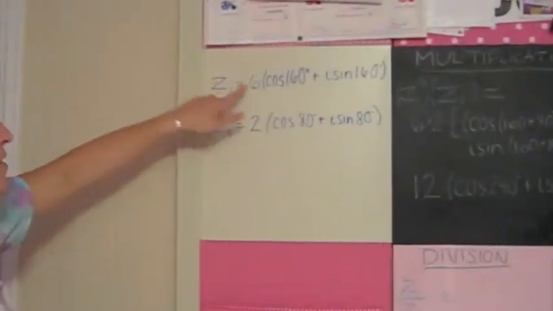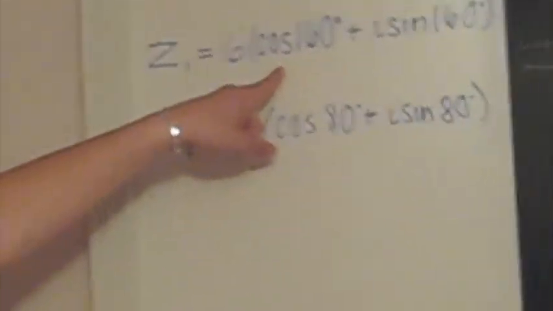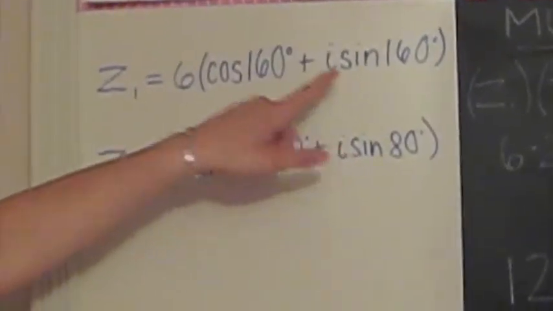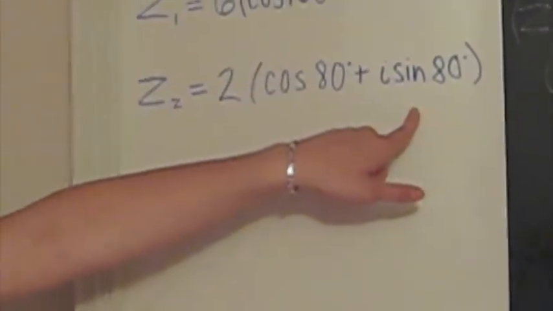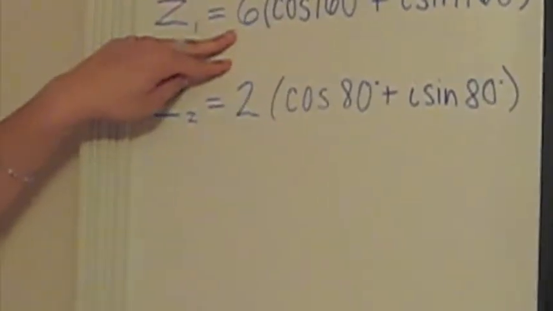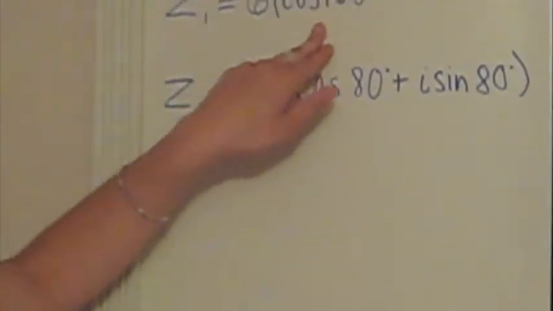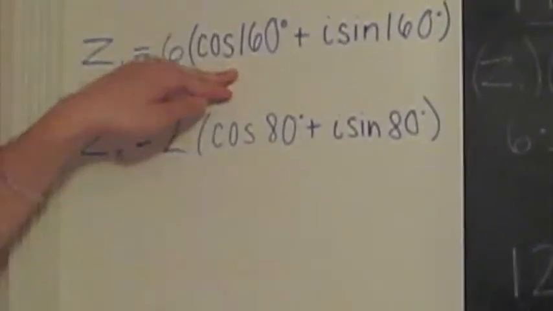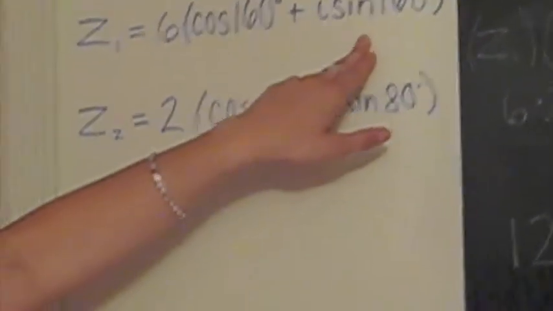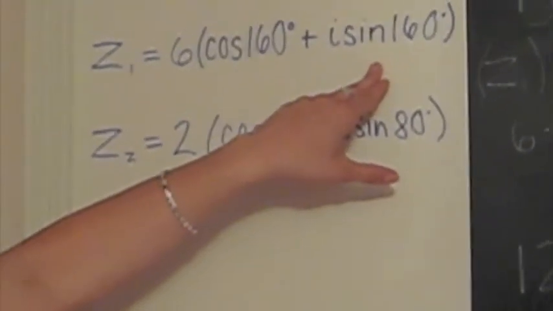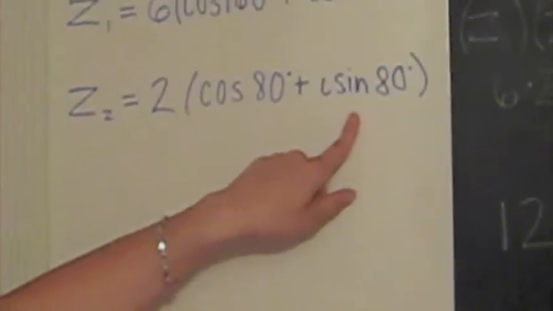We have z1, 6 times the cosine of 160 plus i sine 160, and z2, 2 times the cosine of 80 degrees plus i sine of 80 degrees. These two numbers represent r. The cosine of 160 represents the cosine of theta 1. The cosine of 80 represents the cosine of theta 2. i sine 160 represents the sine of theta 1, and i sine 80 degrees represents the sine of theta 2.